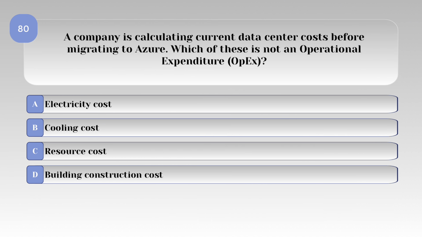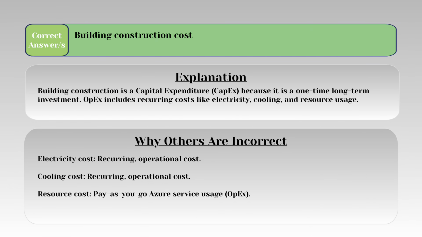A company is calculating current data center costs before migrating to Azure. Which of these is not an operational expenditure? Correct answer, building construction cost. Explanation: building construction is a capital expenditure because it is a one-time long-term investment. OpEx includes recurring costs like electricity, cooling, and resource usage.